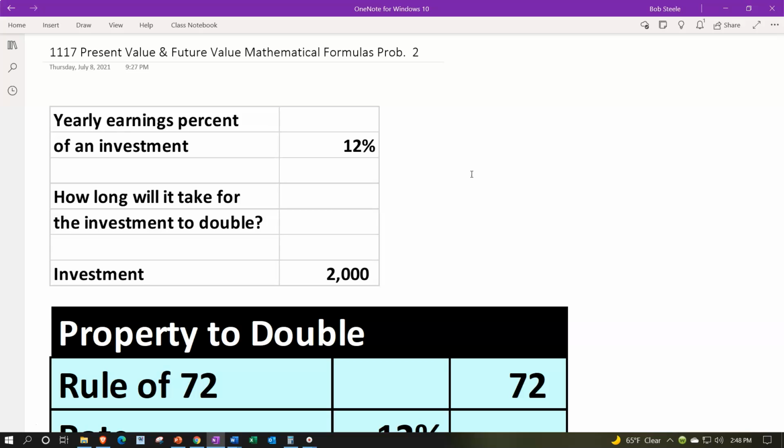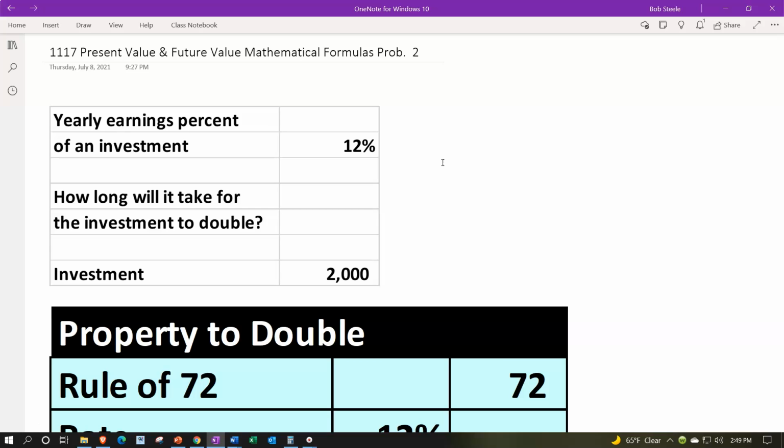So the information up top is the yearly earnings percent of an investment is 12%. In other words, we are imagining an investment that would increase annually at 12%. At least that is our estimate. The investment could be something like stocks. It could be bonds. It could be a savings account. It could be land. It could be basically a home or something like that, which we are assuming is going to be going up on an annual basis at the 12%.